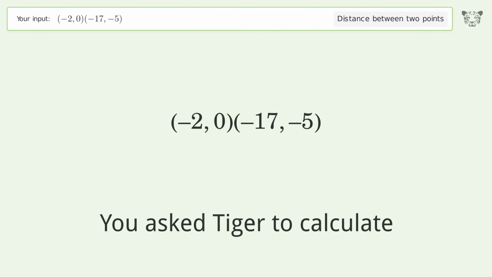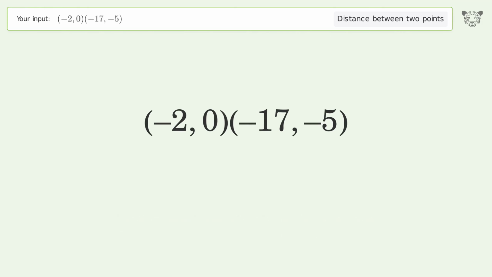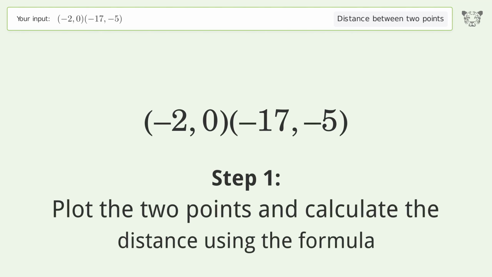You ask Tiger to calculate. This deals with the distance between 2 points. The distance between the 2 points is the square root of 250, or 15.811. Let's solve it step by step. Plot the 2 points and calculate the distance using the formula.